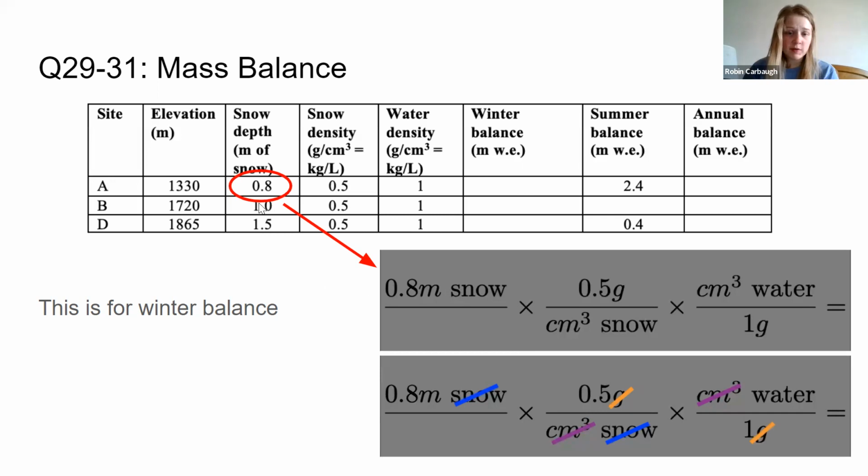For B, that would just be 1 plugged in here. And for D, that'd be 1.5 plugged in here. That would be the winter balance. And everything else stays constant. The snow density is the same for everything. The water density is the same for everything. So that's why that's not changing.